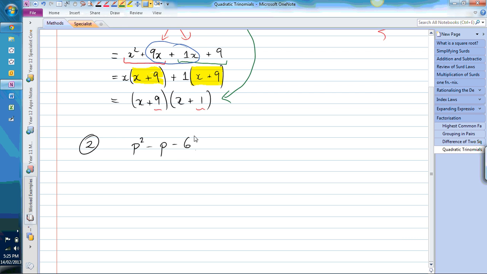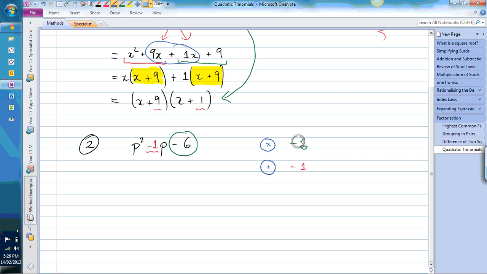Remember, I look at the constant term. In this case it's a negative 6. And remember, I'm looking for two things that multiply to give that negative 6. And I look at the coefficient of the x. Now remember, there is a 1 here that we just don't write in. So the coefficient here is negative 1. So we're looking for two numbers that add to give negative 1.